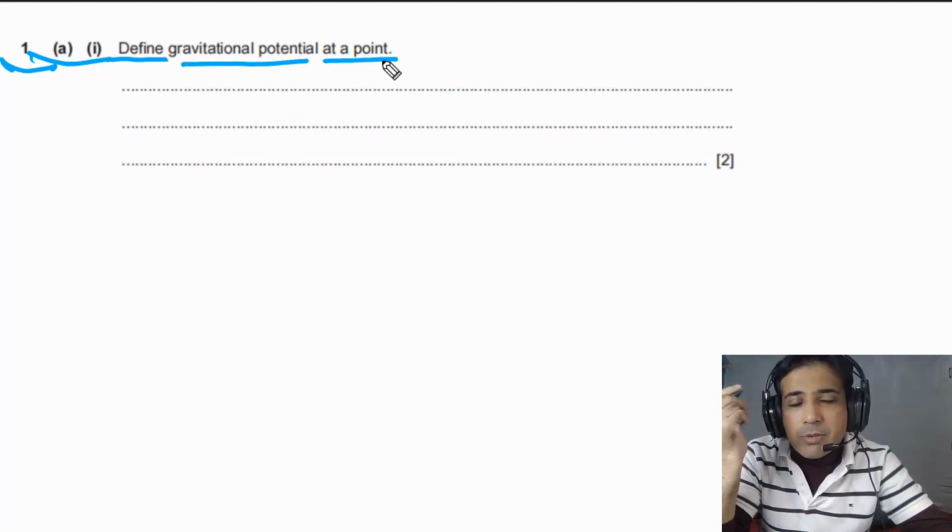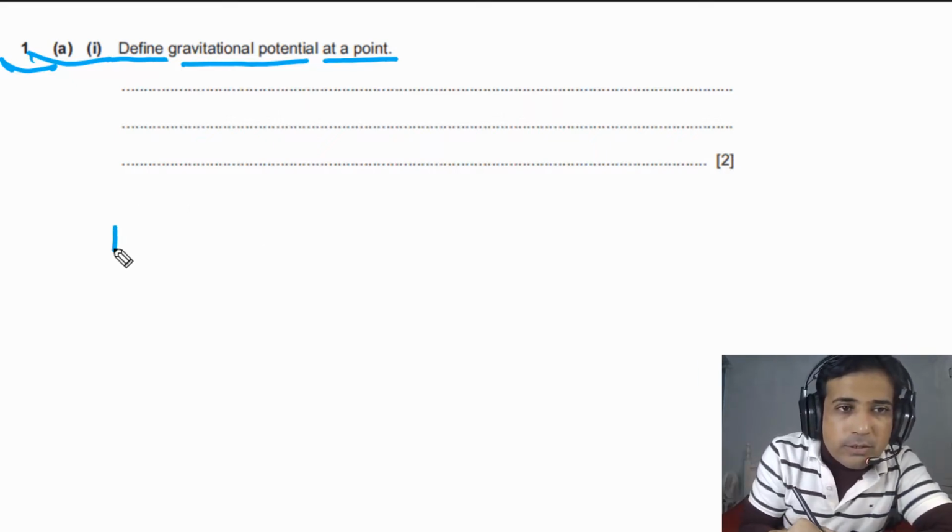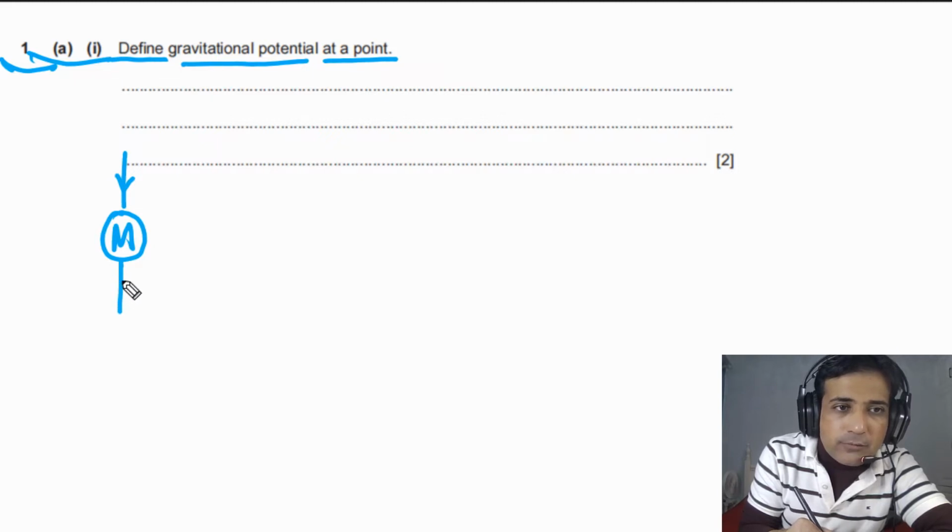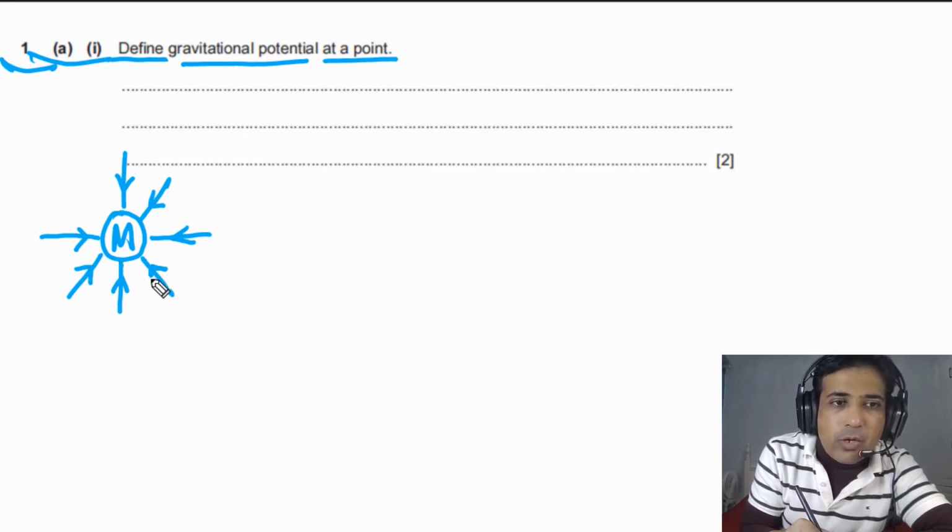Now let me explain how we can use the concept of gravitational potential difference to define potential at a point. We will take one point as a reference point, and that point will be infinity. First of all, imagine that we have a mass, capital M. It has its own gravitational field around itself. You need to understand gravitational force is always an attractive force. So these arrows should be pointing towards this mass. So this is the gravitational field around this mass.